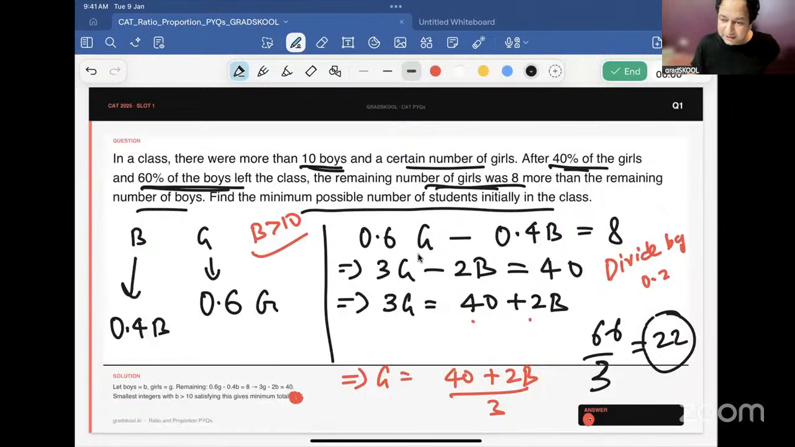So, Vanshij, is that what you got? Okay, all of you got the same thing. Aditya got the same thing: B as 13 and G as 22. And you thought 35 is the correct answer. But you know what? You guys are wrong.